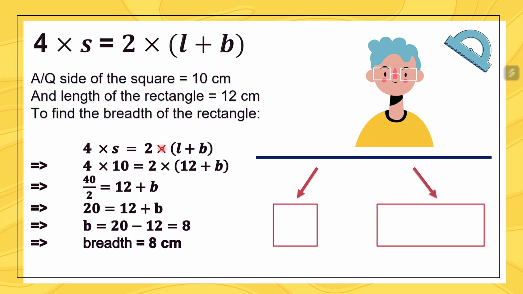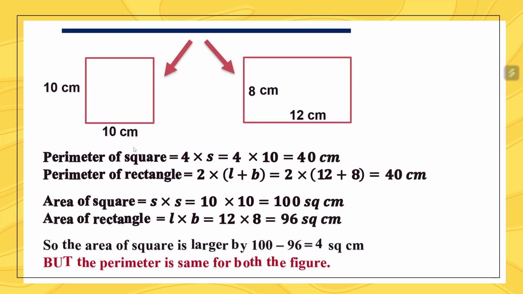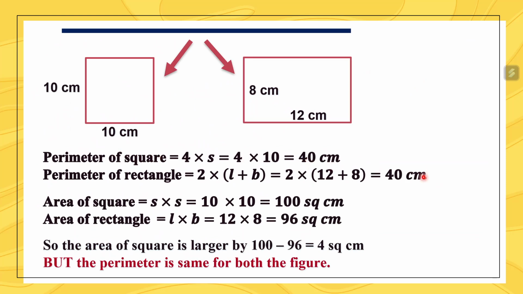If we put all these values in the given equation, 4 into S is equal to 2 into (L plus B), and solve it, we get that breadth is equal to 8 centimeter. Till here we have found the length and breadth of the rectangle and the side of the square. So we can easily calculate the perimeter of square, that is 40 centimeter, and perimeter of rectangle, that is also 40 centimeter. Area of square, that is side into side, is 10 into 10, that is 100 square centimeter, and area of rectangle, that is length into breadth, is 12 into 8, that is 96 square centimeter. So we find that the area of square is larger, by 4 square centimeter.